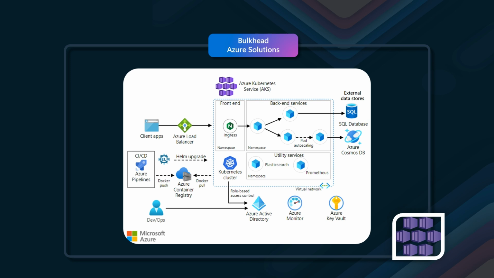In conclusion, the bulkhead pattern is a powerful approach to building resilient cloud architecture. By isolating components and services, we prevent failures from cascading and ensure that our application remains robust and reliable. This pattern, combined with Azure's powerful tools and services, allows us to deliver high quality, scalable, and secure applications to our users.